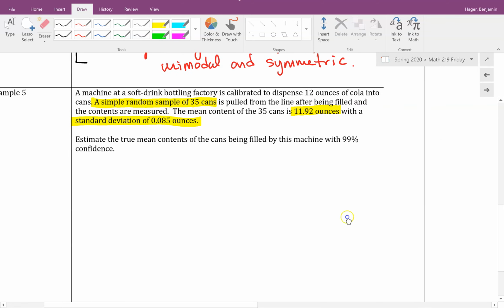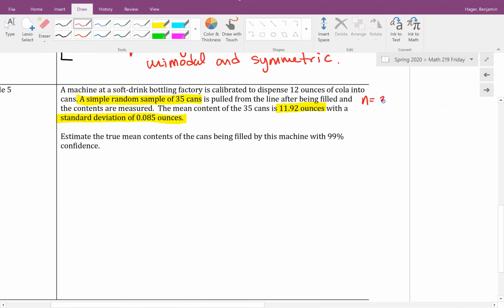So let me just write some of that down. n was 35. The sample from those 35 cans of Coke had 11.92 ounces on average, and the standard deviation from the sample is 0.085. Now, we don't know the standard deviation of all the Coke cans, right? Which makes sense, because we don't even know the mean value of all the Coke cans. That's what we're trying to figure out. So we only know the standard deviation from our sample. Since we're working with a sample standard deviation, we're going to have to do a t interval, not a z interval. Okay.